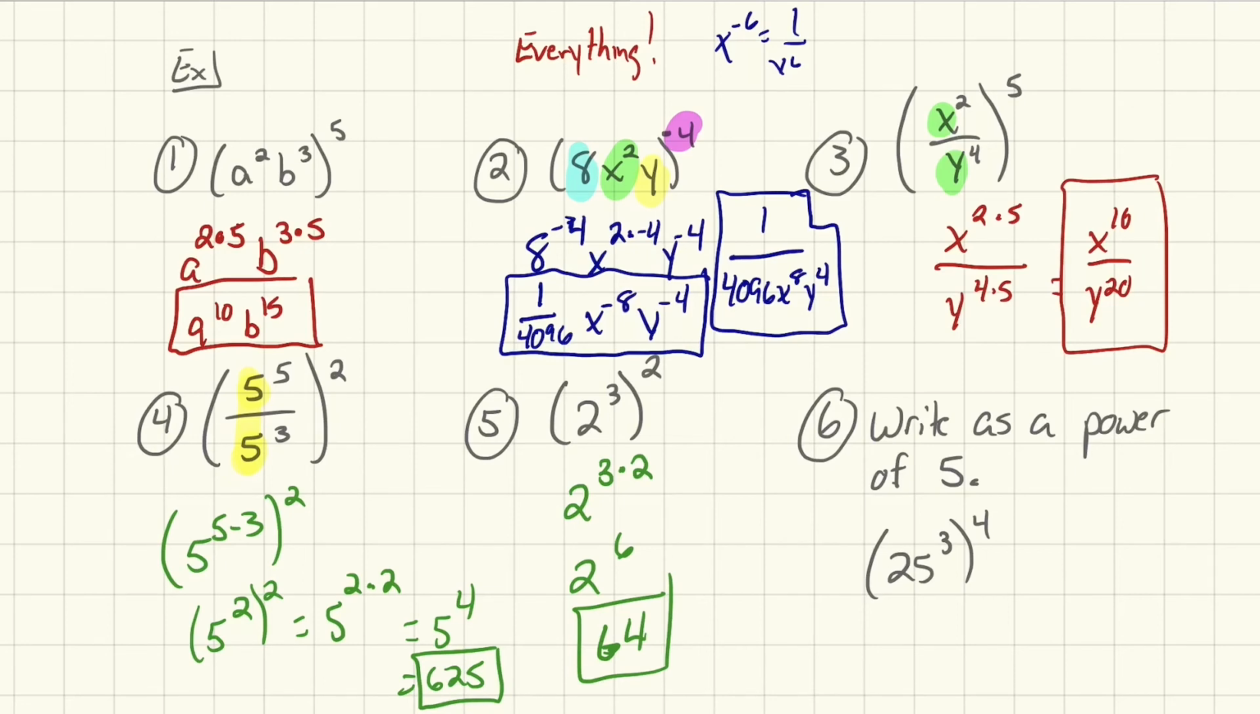Now, some people will want to just jump right in and try to simplify things and then go from there. But our best bet is to really just take a look at this 25. And we can ask ourselves, can I write 25 as 5 raised to some power? Right? Can I do that? Is 5 raised to some power equal to 25? Well, yeah, we can do that because 5 squared is 25.